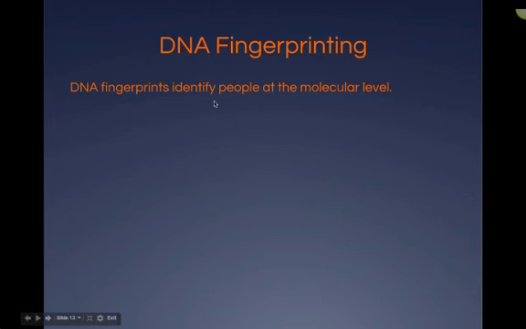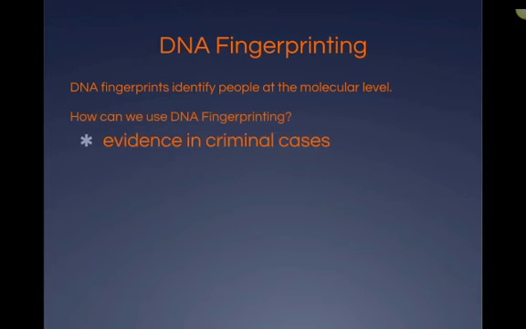So DNA fingerprinting is when we identify people at the molecular level, meaning we look at their DNA, we run it through electrophoresis, and we see who they are. It's kind of crazy stuff. So how do we do this? How do we use DNA to fingerprint? Or how can we use DNA fingerprinting?